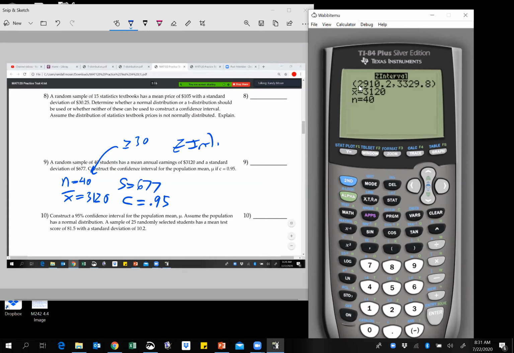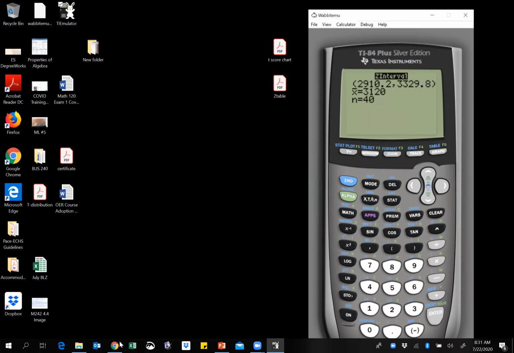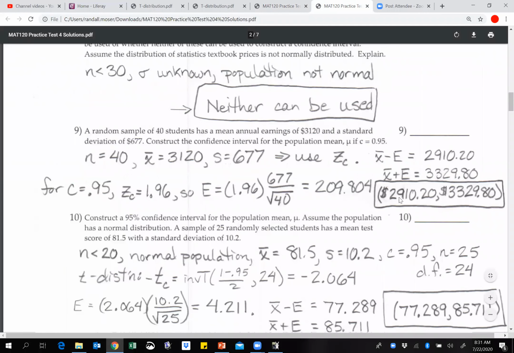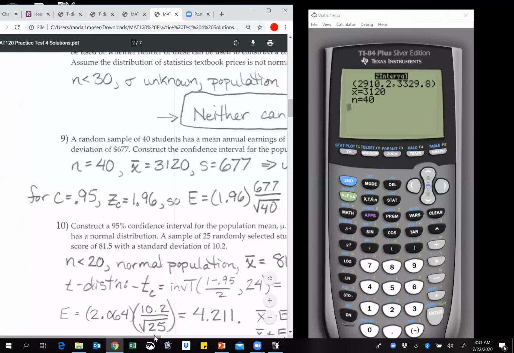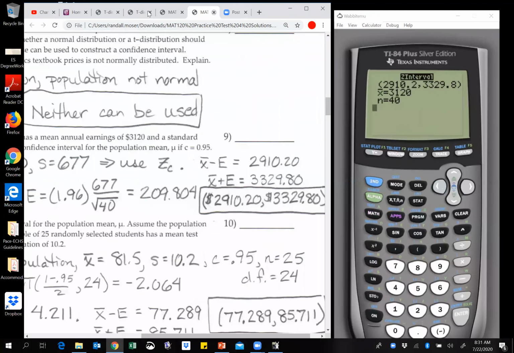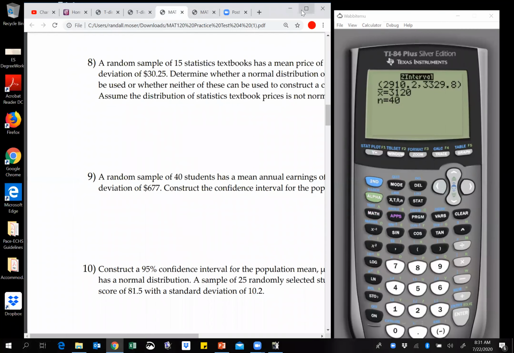That will give us our 95% confidence interval. The confidence interval goes from 2,910.2 to 3,329.8. So 2,910.2 to 3,329.8. And then the input commands for the t-score would be the same in terms of how to use the inverse t. Does anybody have any questions on this previous example, on number 9?